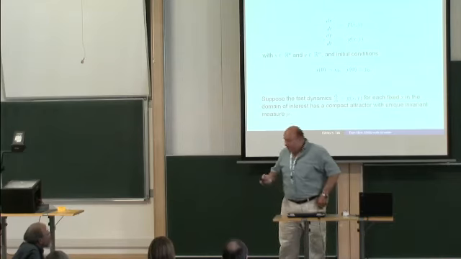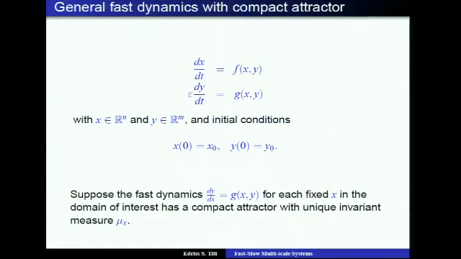So in general, under this general framework, one can have the following situation. Suppose I have separation of scales, and suppose for every x0 given and y0 given, I look at the fast dynamics for each fixed x, and the domain of interest is a compact attractor with a unique invariant measure mu x. This is a very important assumption, unique invariant measure. I will make a comment in a minute about that. Suppose I'm under this assumption, then what can I conclude?